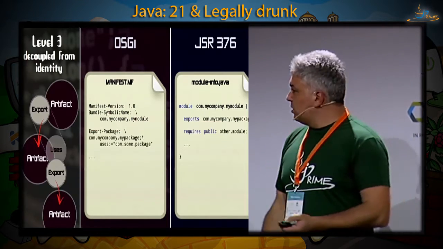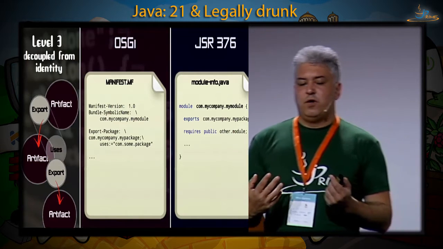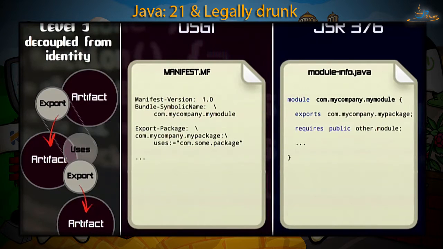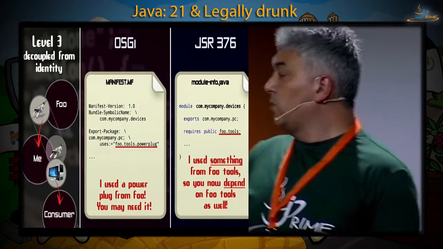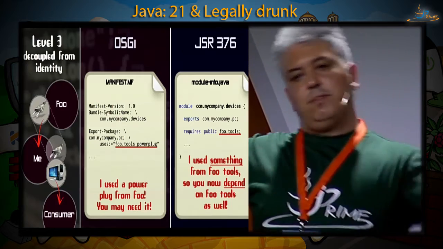Okay? So, another thing is transitive dependencies. So what happens if my power plug, I need, for example, a something, and that something returns an object that comes from another module. So in OSGI, you have this uses case, and in Java 9, you have requires public. Now again, it may seem that it's the same thing, but if you think about it conceptually, in OSGI, basically the provider tells you, oh, by the way, so I'm saying I need a computer. And they say, oh, by the way, for this computer, we use these power plugs.